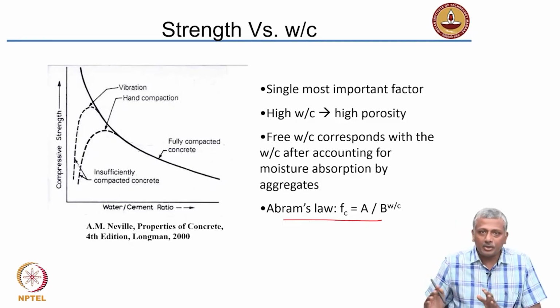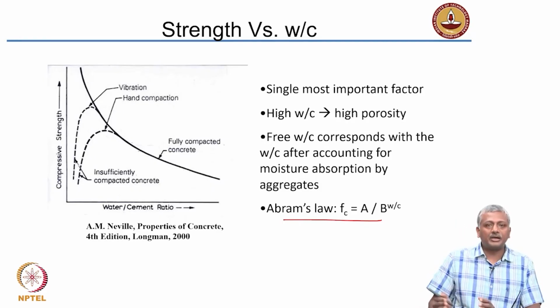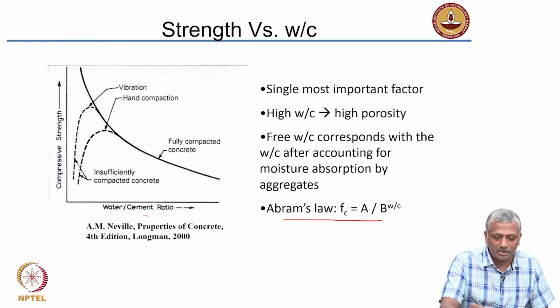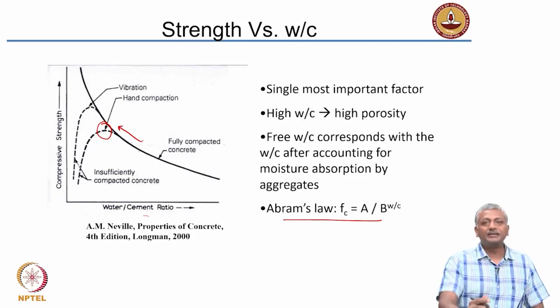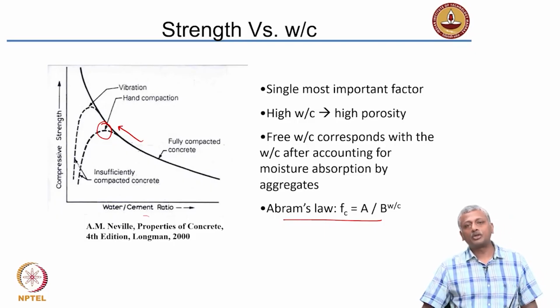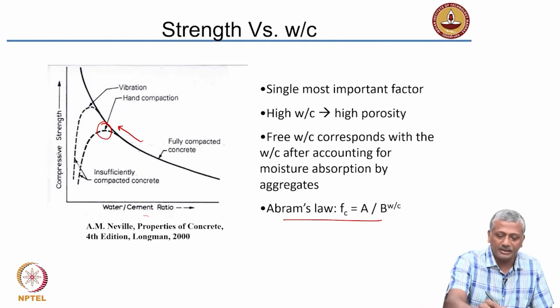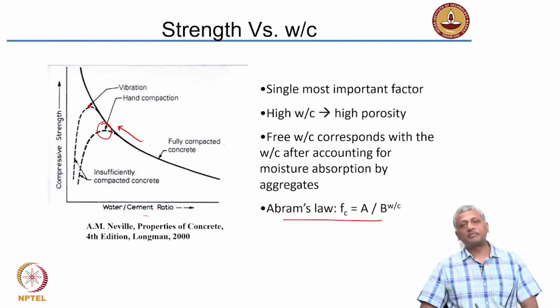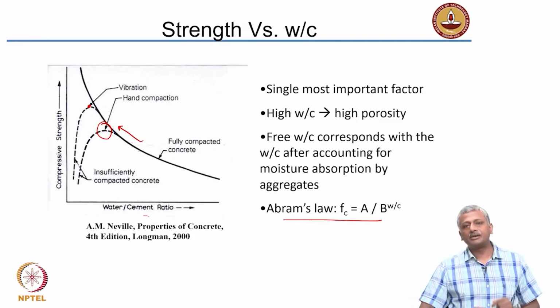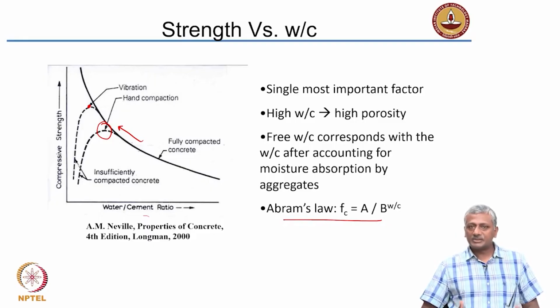Now, of course, there is a limit to how much you can increase the strength by reducing water cement ratio. If you reduce water cement ratio, to some extent, your strength will keep on going up. But then, it all depends on how well you are able to compact your concrete. Concrete that has less water will be very difficult to compact. So, there will be a limit of hand compaction and the limit of vibration based compaction, beyond which you cannot really reduce your water cement ratio further. Okay. So, it is impractical to think of concretes which have very low water cement ratios.